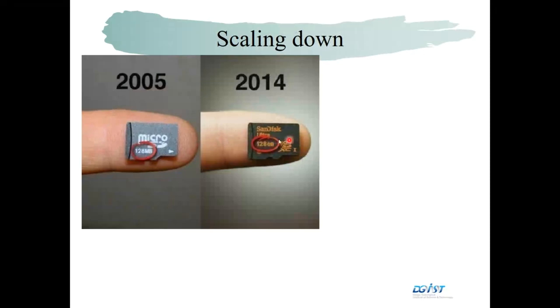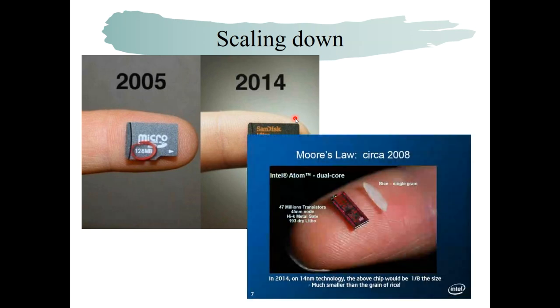So let's see these two photos. You can easily find these two photos almost the same, but there is a big difference. This is 128 megabyte, but in the same size, we have 128 gigabyte of memory. It takes only 10 years to make a much larger capacity of memory. So it's a really amazing speed of development.